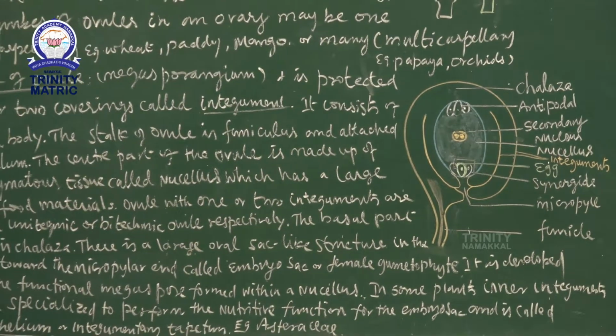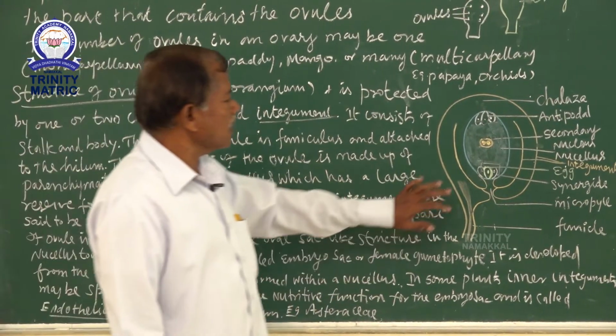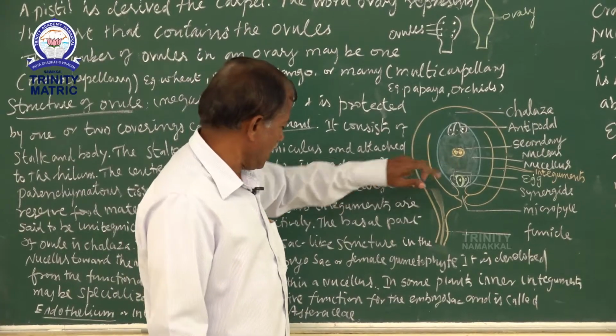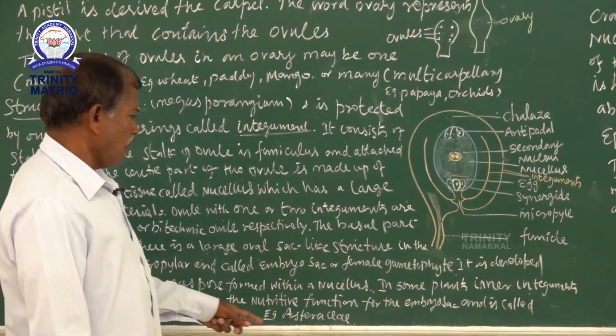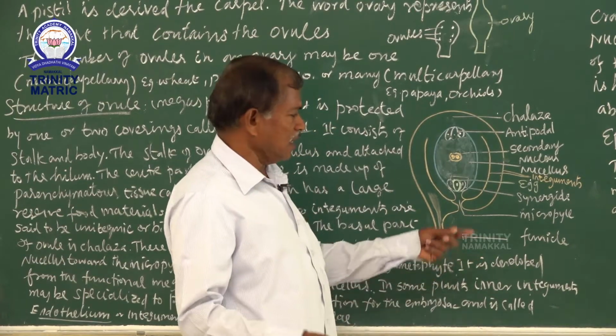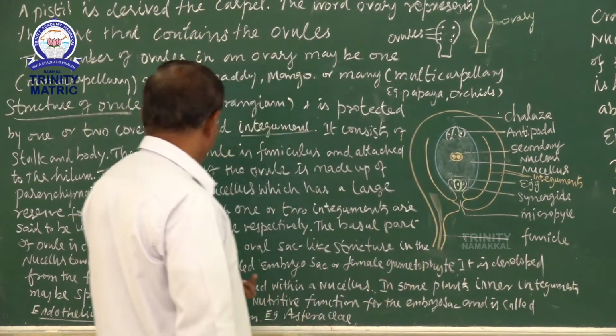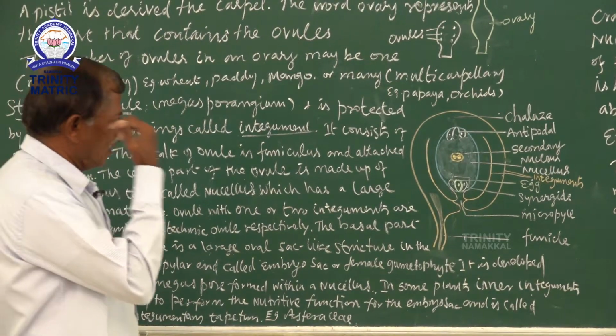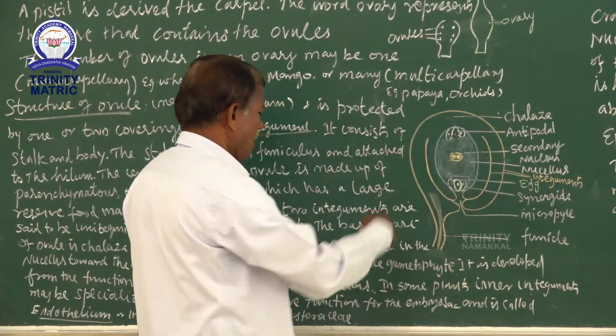This embryo sac develops from the functional megaspore, like the microspore. A functional megaspore is formed within the nucellus. A single cell acts as the functional megaspore and gives rise to a large embryo sac.